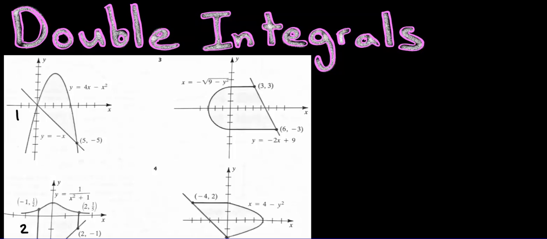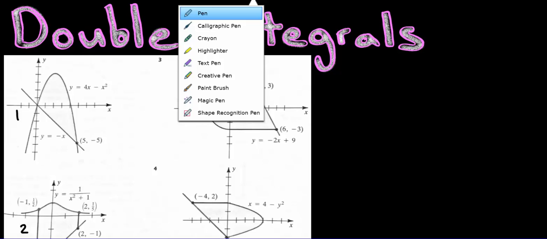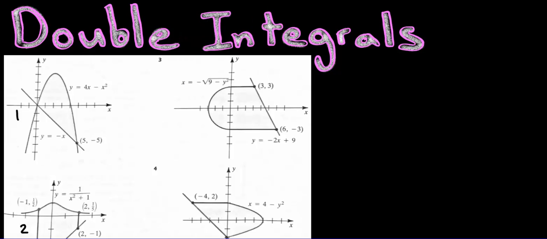So I've got some regions here, and I want to use double integrals to find the area. And I want to look at a couple of these. I've got these labeled 1, 2, 3, 4. I'm going to do 1 and 3, so I'll be out of order a little bit. So let's just look at this first one. Okay, number 1.